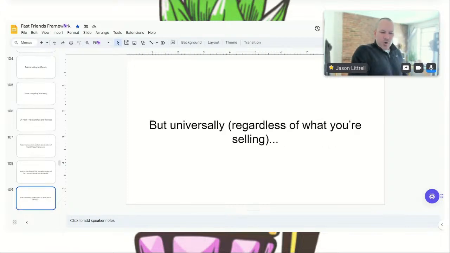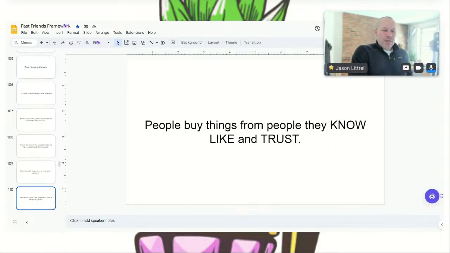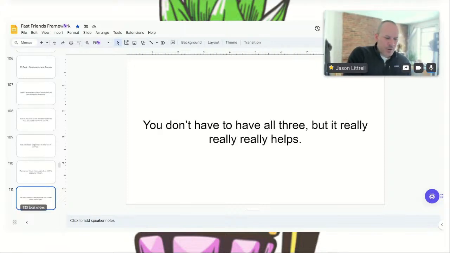But universally, regardless of what you're selling, people buy things from people that they know, like, and trust, right? And so you can't develop that relationship by looking at Google reviews. So we have to develop that like real fast. Like if we're not developing that in the first couple seconds, then we've already lost. And people are petty. They hold on to things a lot longer than we would like. And so we have to develop that positive rapport very, very quickly. And here's how to do it.